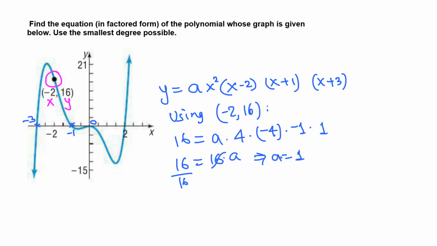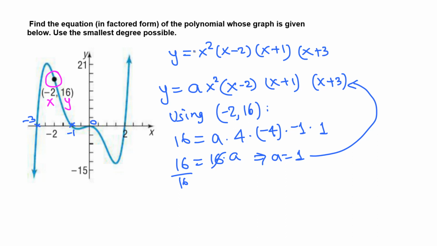Now we plug this a back in. So the answer is: y equals, a is 1, no need to write it, x squared, times x minus 2, times x plus 1, times x plus 3. Final answer.